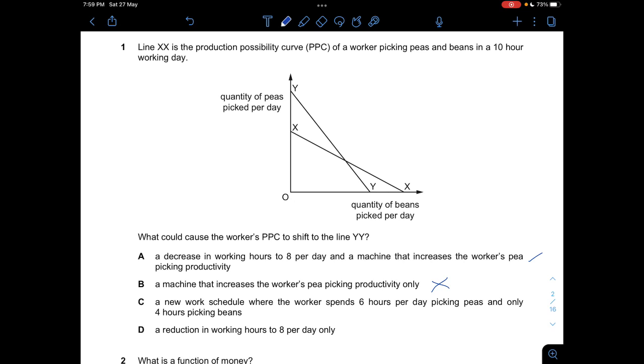So let's look at D. D says a reduction in working hours to 8 per day only. If there's a reduction in working hours to 8 per day, it won't be an increase in quantity of peas picked and a decrease in beans picked. So D is not correct. So we compare A and C. A makes more sense because a decrease in working hours to 8 per day would decrease the quantity of beans picked, and then the machine that increases the workers' pea picking productivity does increase the quantity of peas picked, assuming that everything else is the same. So ceteris paribus, with the increase in productivity due to the machine, the quantity of peas picked can be increased. So C doesn't look like the best answer. The best answer will be A.